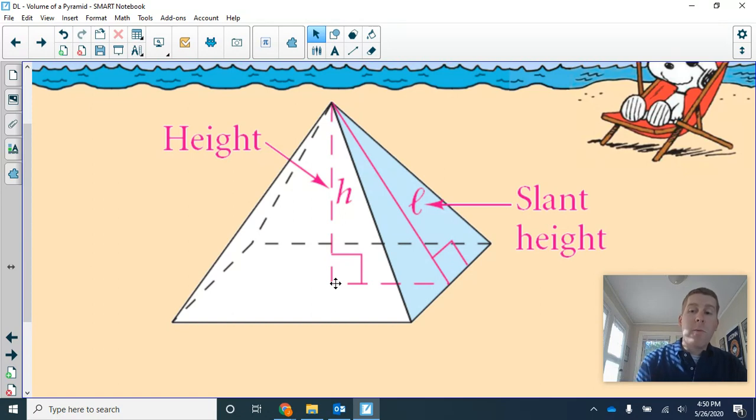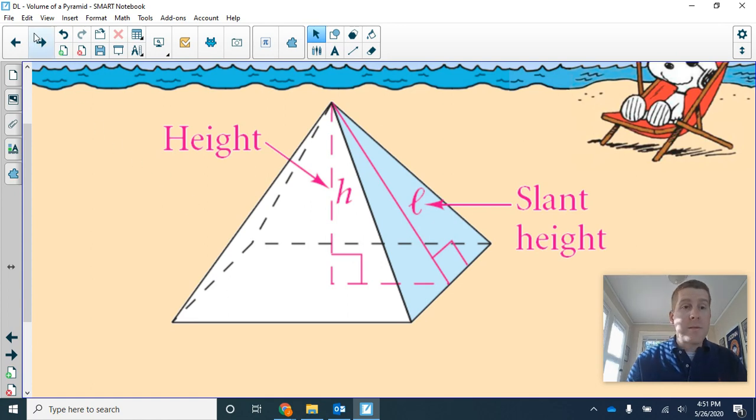So for us, when we find volume, we're going to need to know the height, the one in the middle here, of your pyramid. If we had done surface area, and that was something we had to take out of this unit for time's sake, surface area is like if you were to wrap a present, or if I was to wrap that pyramid in wrapping paper, you would use the slant height to find the surface area. But we're just doing volume, so again, we're focusing on what the height is.